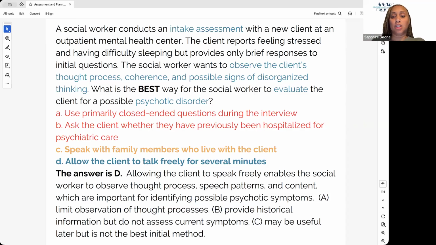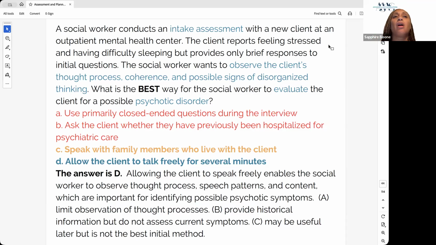So psychotic features are typically going to be hallucinations, delusions, disorganized speech, anything really related to schizophrenia and all of the other psychotic disorders, anything in that category. Those symptoms are what we're going to see.